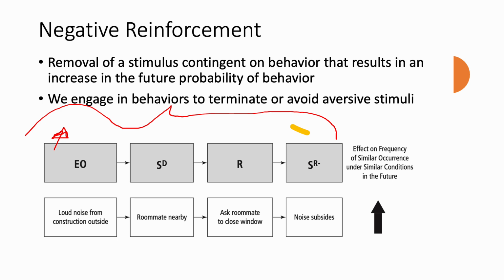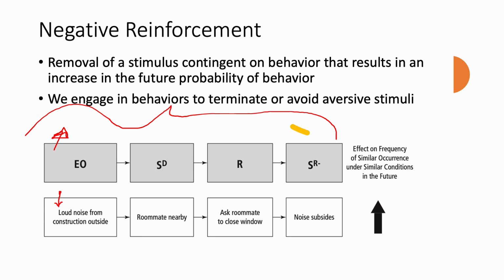So in this particular case, when we're talking about negative reinforcement, there's some aversive stimulus that's present in our environment. So if we look here, in this example, we have loud noise from a construction outside. So the loud noise is an aversive stimulus, and this serves as an establishing operation in order for us to seek out a reinforcer, right?